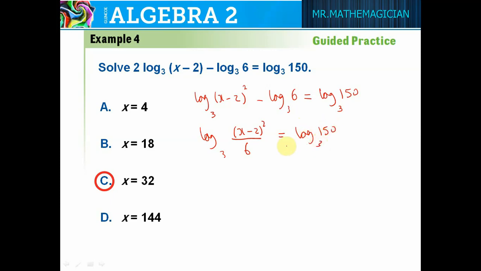Now I can cancel log base 3 with log base 3. I can multiply by 6 now for both sides. So x minus 2 to the power of 2 equals 900. Now take the square root. This will be x minus 2 equals square root of 900, which is 30. Move 2 to the other side. So x equals 32. So really C is the accurate choice.